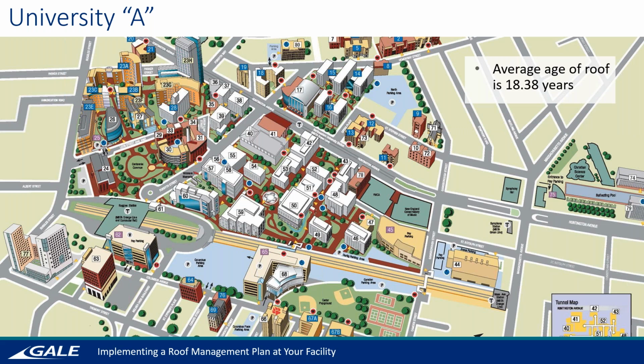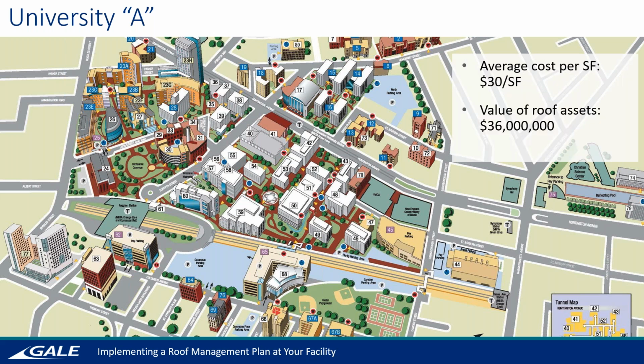So if we look at that, the average age of the roof at this particular University A is 18.38 years. And with 18.38 years, the average cost per square foot for replacement is $30 a square foot. The value for those assets is around $36 million. That's a large chunk of your budget. And I don't think many of you have a $36 million roof replacement budget on an annual basis.